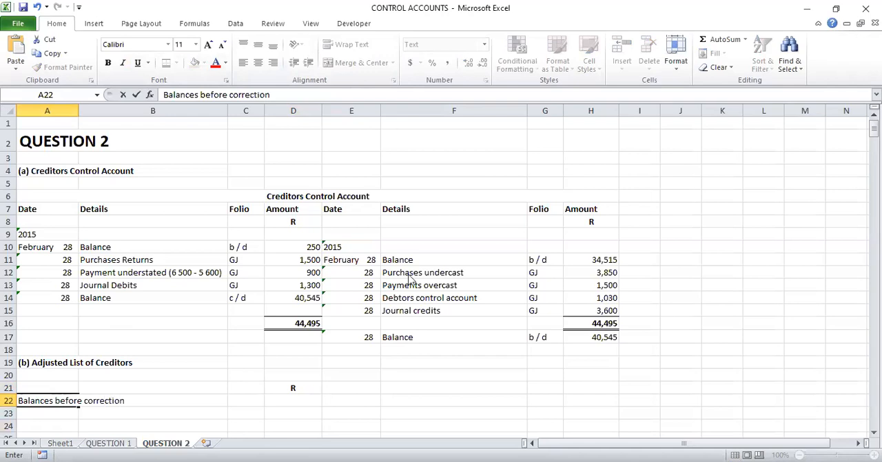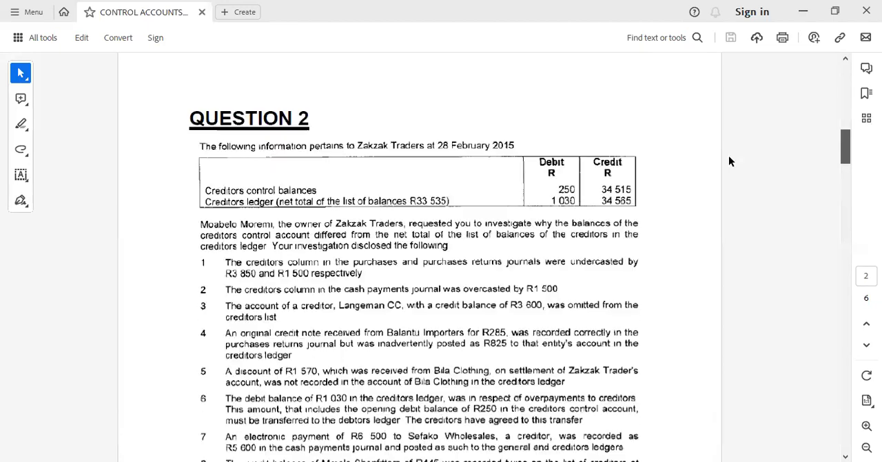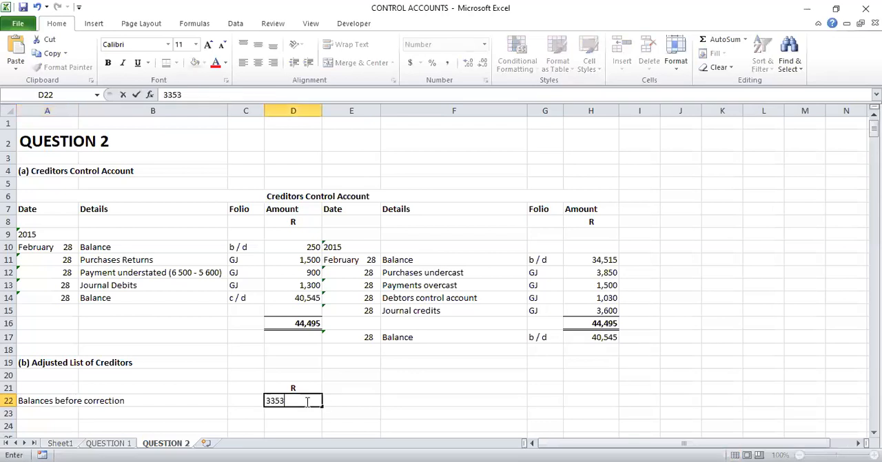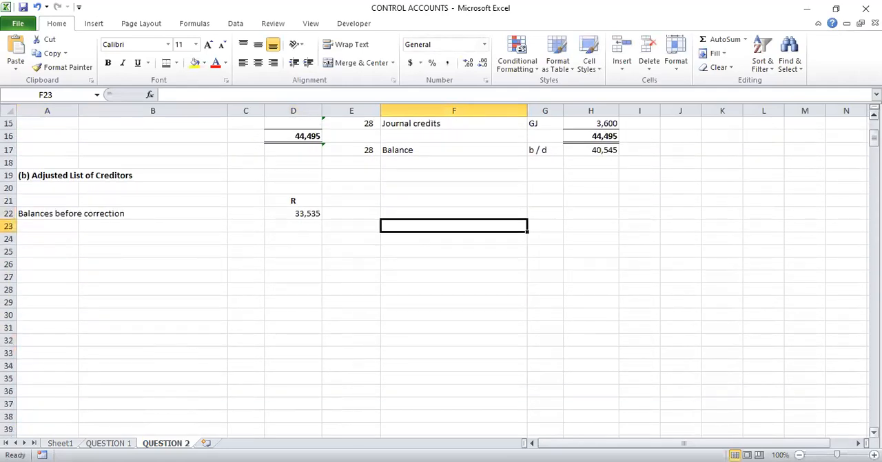Right, we are told that before everything, our list had these balances here. The 33,535, which is this 34,565 minus the 1,030. So that's 33,535. Right, now to correct the list, we'll be looking at three things. Number one, errors that were made on the list. Number two, errors that were made in the personal accounts. Number three, omissions. That is transactions that were completely omitted.